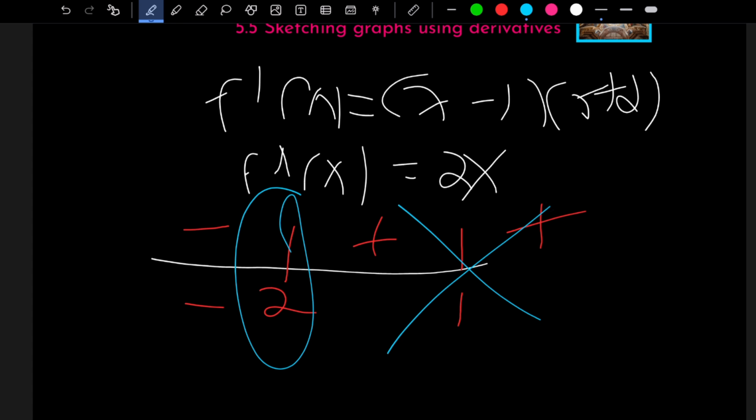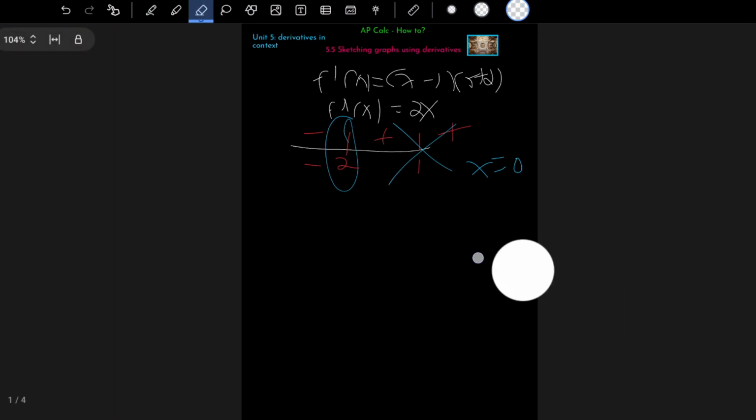Concave down when x is less than 0. Sorry, concave up when x is greater. So it's a POI at x equals 0. And then we can use the sketch to make our graph. Let's go ahead and do this.